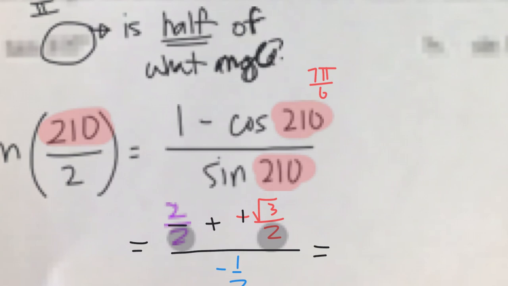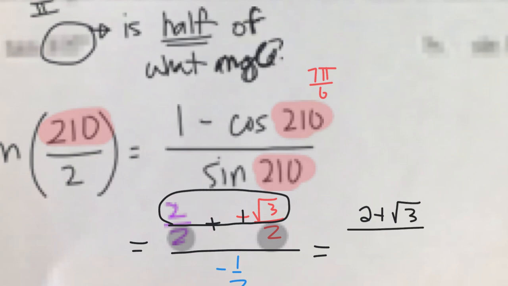Now I can add, so my numerator says, what is 2 plus root 3? Well, that's just 2 plus root 3, right? There's nothing to combine when we're adding a number and a radical, so they just sit next to each other with a plus sign in between them, right? There's nothing to quote-unquote combine. Divided by negative 1/2.